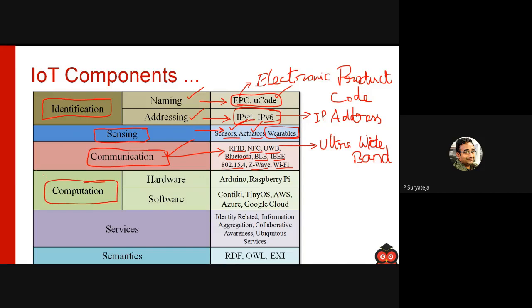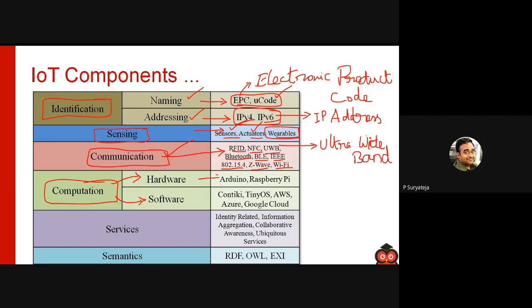Essentially, computation contains two subcomponents. Either it can be hardware or software. Hardware helps us to perform computation, that is, doing some operations on the data, or it can be in the form of software.